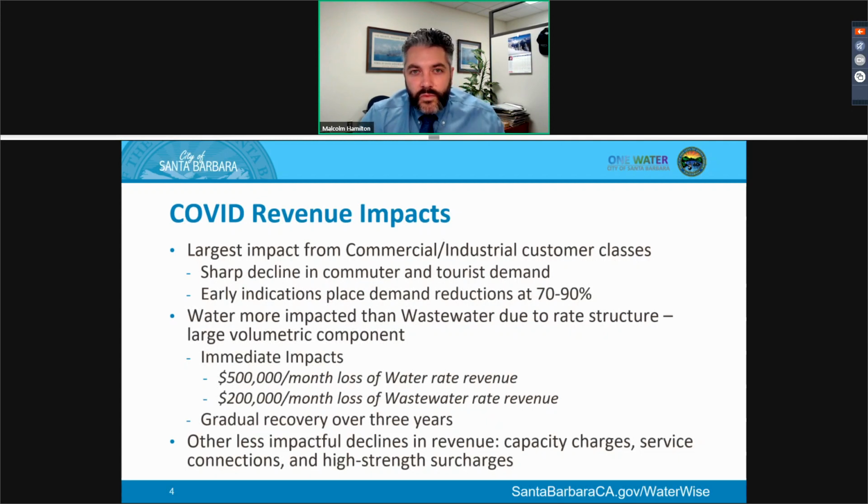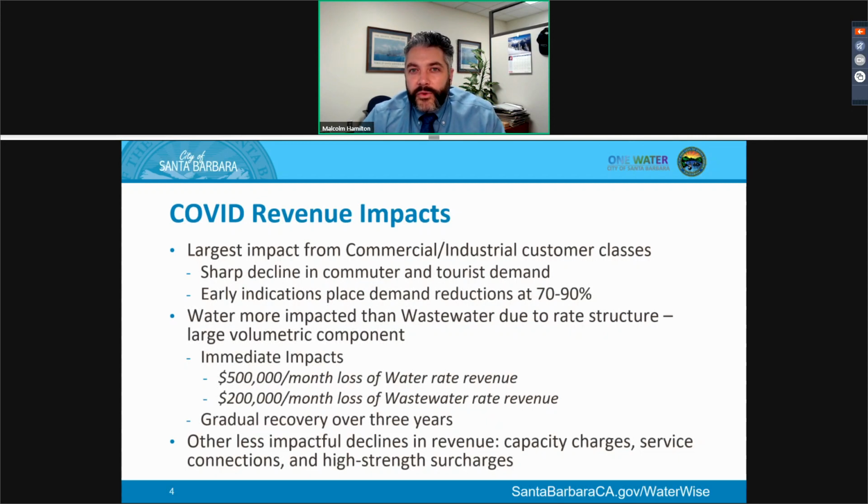So really, I think we would expect a very gradual 3-year recovery in revenues. And we built that into the next scenarios that I'm going to walk you through. There are a few other less impactful, much smaller hits to these funds. So these are capacity charges. This is highly correlated with development.